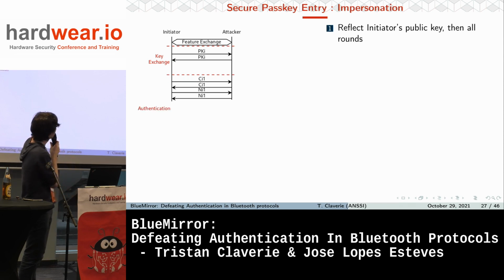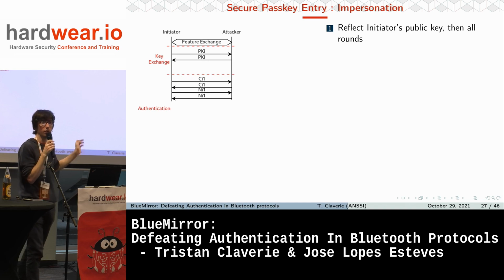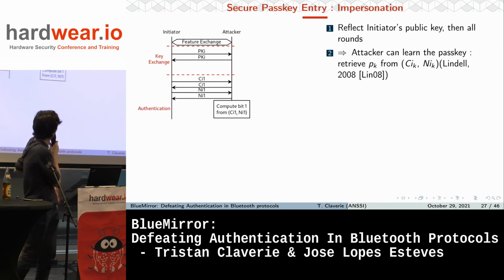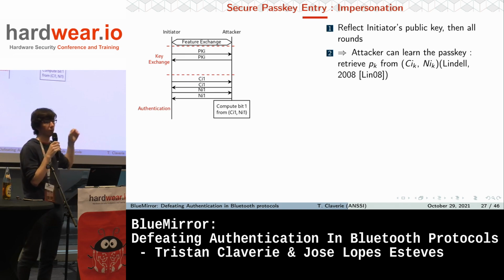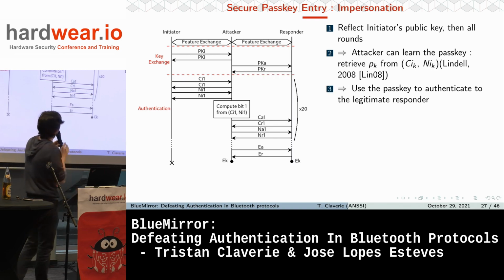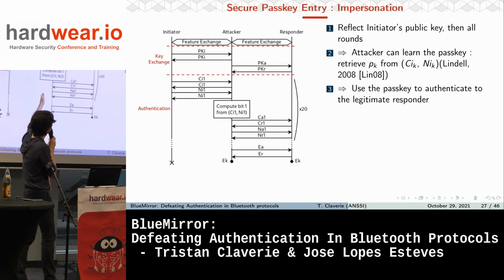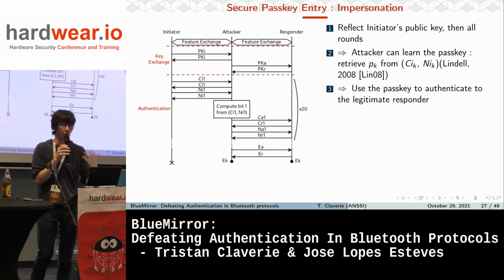Then, because you've reflected it, you are able to reflect all the commitments because the X coordinate is the same between the 2 public keys. And because you know the confirmation value and the nonce, you are able to retrieve the first bit of the passkey in the first commitment round. And because of that, you can just exchange your own public key with the responder, use the passkey that you recover to authenticate to the responder, and therefore you are able to complete the pairing with the responder.